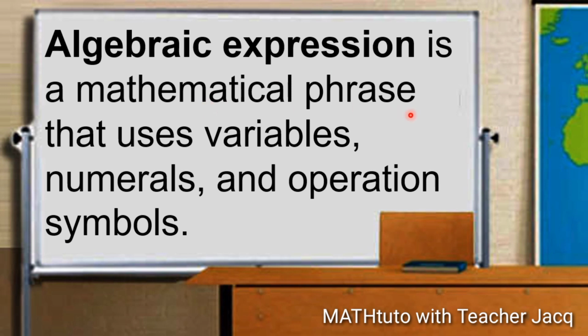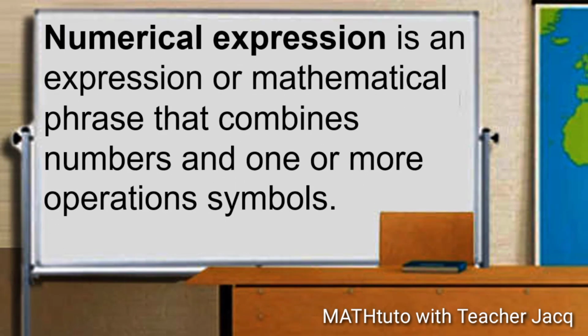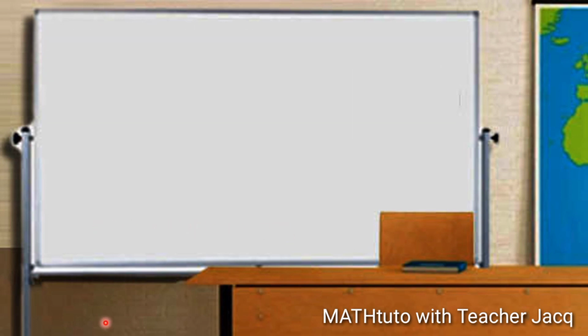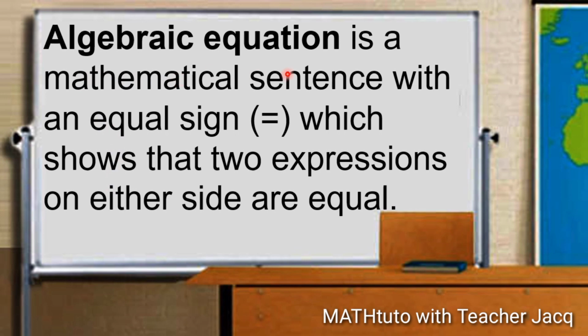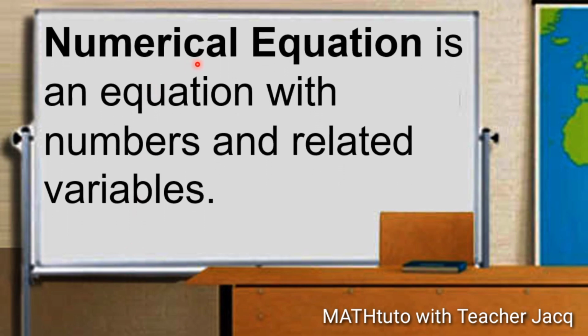It is a mathematical phrase that uses variables, numerals, and operation symbols. We have numerical expression. A numerical expression is an expression or mathematical phrase that combines numbers and one or more operation symbols. We have algebraic equation. It is a mathematical sentence with an equal sign, which shows that the two expressions on either side are equal. We have numerical equation. It is an equation with numbers and related variables.